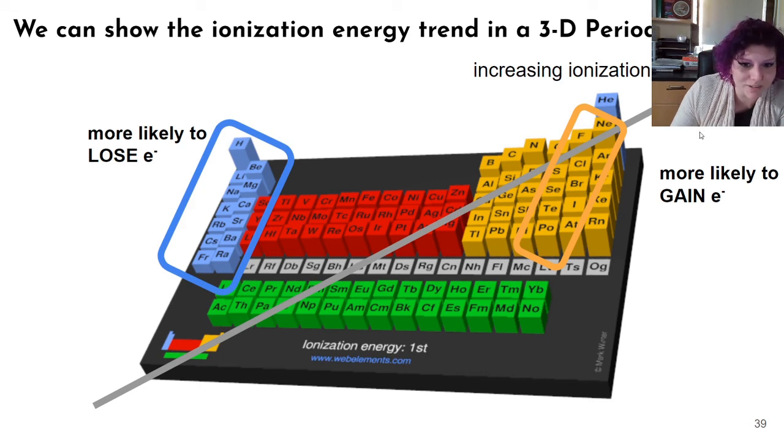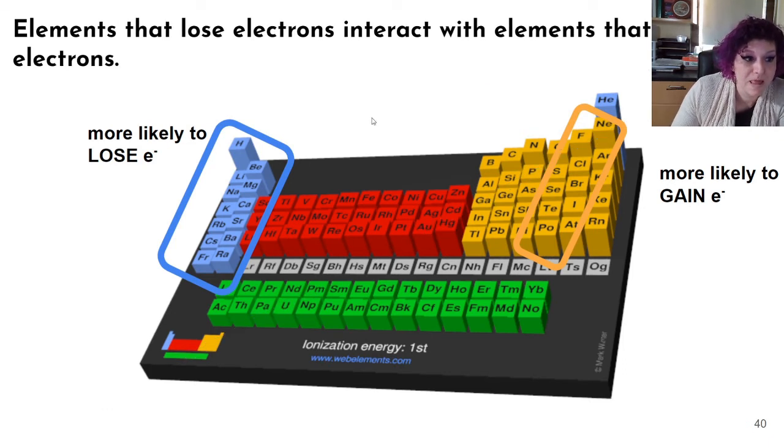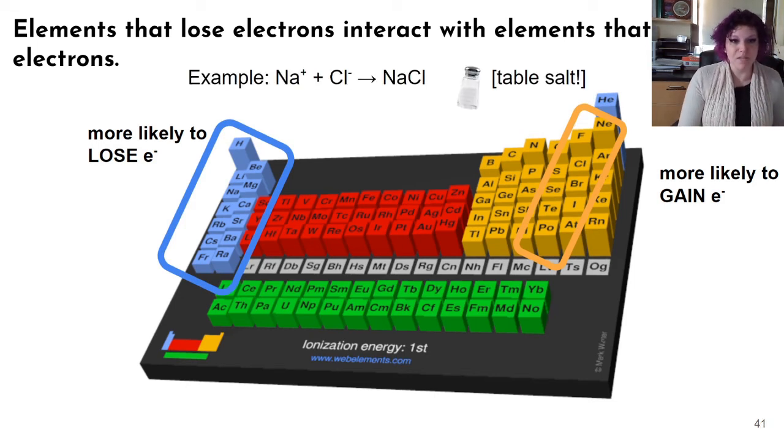And that's important because when we start noticing these trends, we can start figuring out how atoms would interact with each other. Elements that lose electrons like to interact with elements that gain electrons. One can donate an electron to the other, and that's chemistry. For example, if we have table salt, Na+, Cl-, it has gained an electron here. They come together to form NaCl, a neutral compound, table salt.